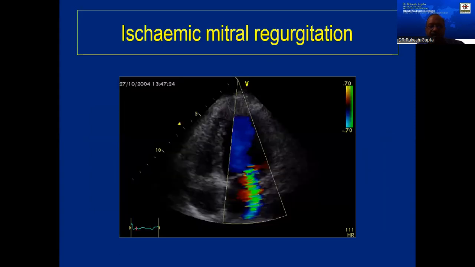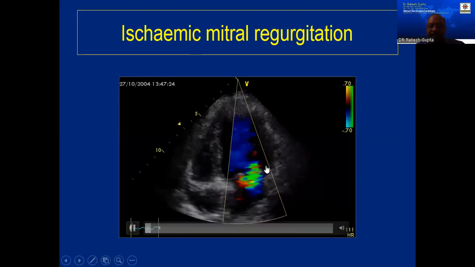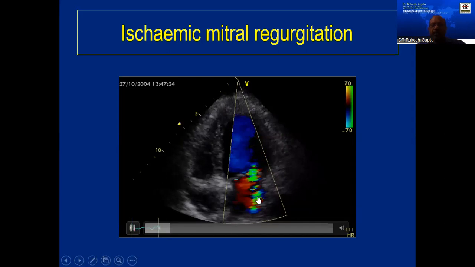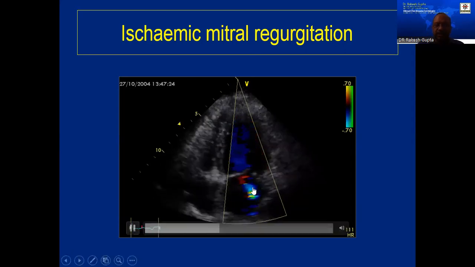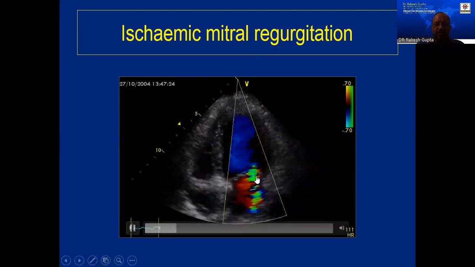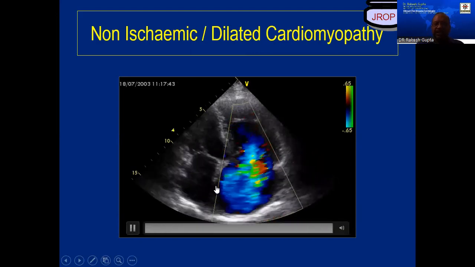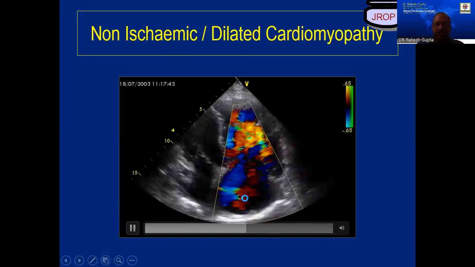Secondary remodeling. Here the LV gets dilated, and because of ischemia of the lateral wall, you develop an ischemic MR. What is the etiopathogenesis? It is ischemia. And if you correct the ischemia in this subset of population, the MR will disappear. LV has significantly dilated. LA is huge. Annular dilatation giving us a central MR jet.